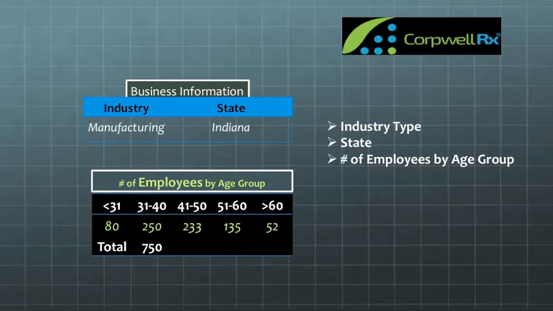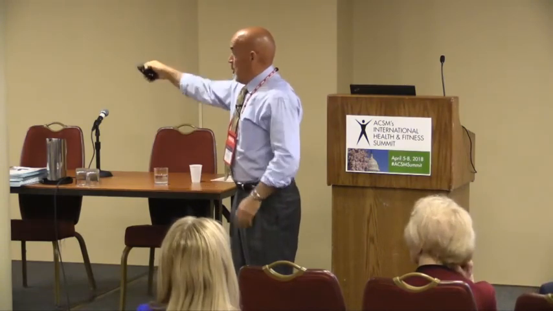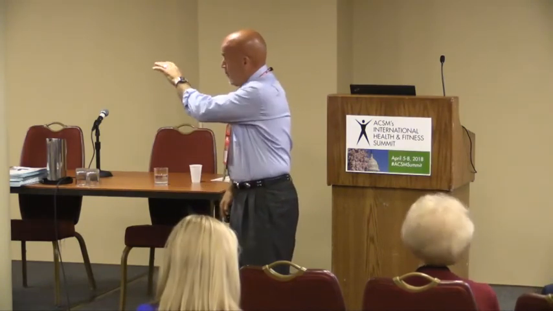And thirdly, the reason we want to know the number of employees by age group, think about this. A 21-year-old doesn't make the money that a 51-year-old makes. There's a lot of variation in wage and salary, and sometimes in benefits. So we actually ask for that breakdown on a decade-by-decade basis to build that sensitivity in.